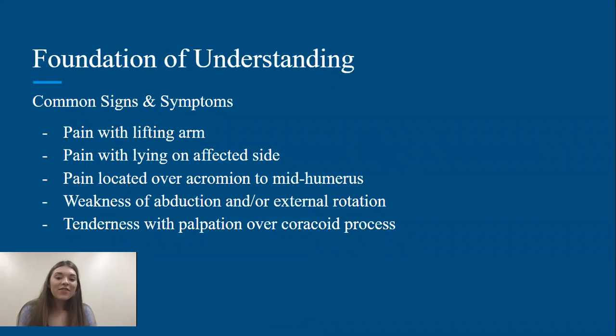To provide a good foundation for understanding the technical details surrounding shoulder impingement syndrome, it is important to first understand what shoulder impingement syndrome looks like from a general standpoint. The signs and symptoms commonly seen are pain with lifting arm, pain with lying on the affected side, pain located over lateral acromion with radiation to lateral to mid-humerus, and weakness during abduction and or external rotation on the affected side. And then lastly, tenderness with palpation over coracoid process of the affected arm.